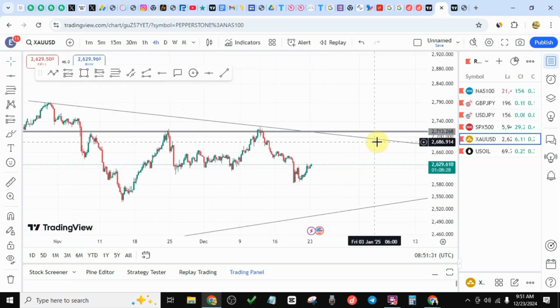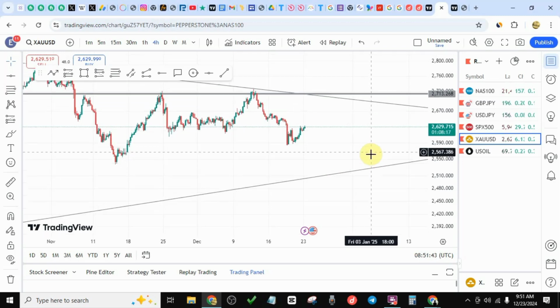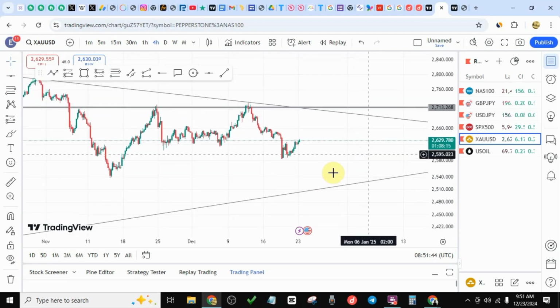One is it either takes out this trend line properly, tests it, and then you know it's good to go, or it comes down further to retest this trend line and gives us a proper bullish setup on this trend line. Then you know you are good to go. So until those things happen, you need to be very, very careful.